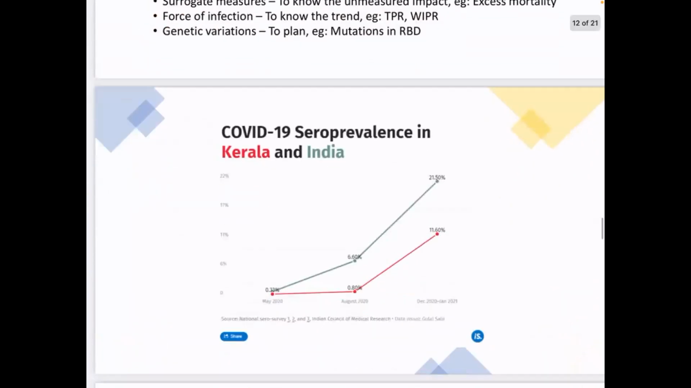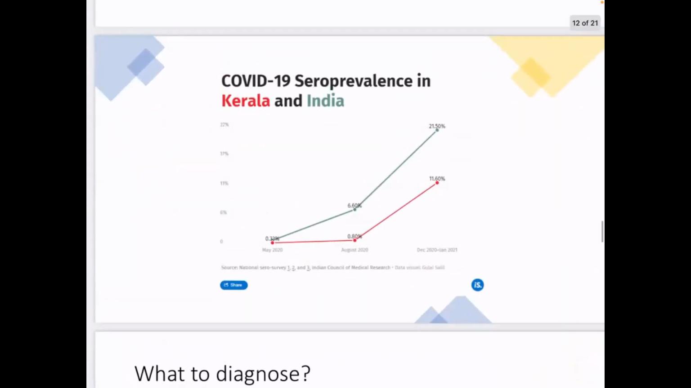Another is the mortality. So this is seropositivity, and you can see the comparison with the seropositivity before the vaccination era. The seropositivity of India, how it is growing, and the seropositivity of Kerala, how it is growing. It is giving you a diagnosis of the community, that the spread of infection is much lower in Kerala compared to other parts of India.